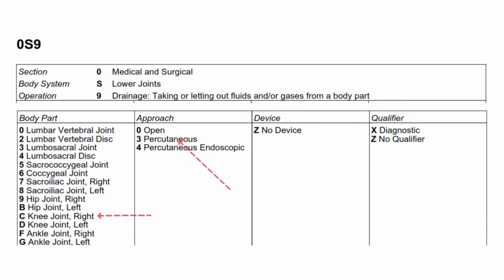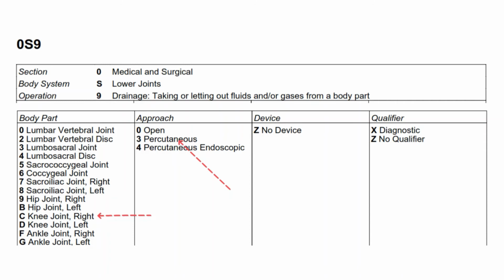This is how the corresponding table looks. This one shows the right knee arthrocentesis procedure. Section is medical and surgical. Body system is lower joints because the procedure is being done on the right knee joint. And remember always, anything above the diaphragm is upper, and anything below the diaphragm is considered lower. Since the knee joint is below the diaphragm, it is considered a lower joint for the body system value, the second character.